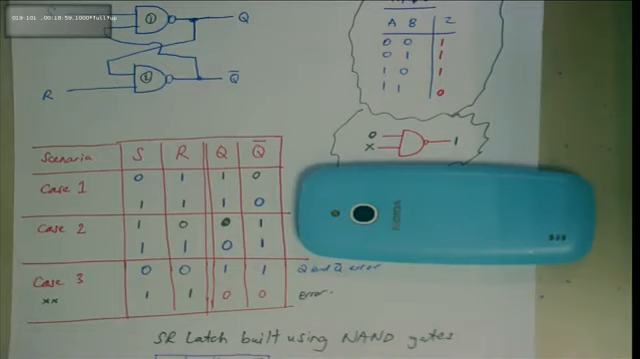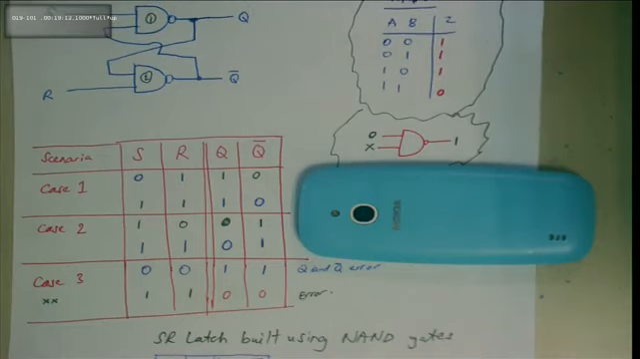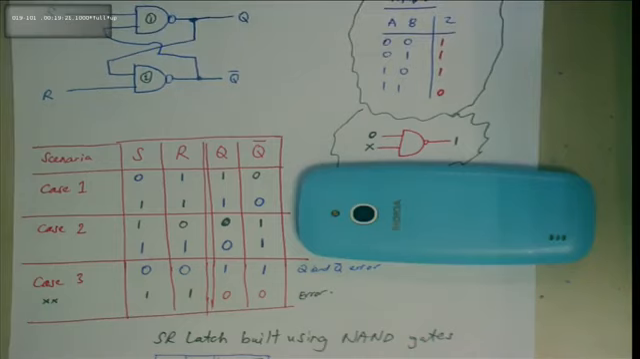We see that, hey, firstly, we're getting both answers 0, 0, so it does not respect that Q should be opposite of Q bar, right? Secondly, 1, 1, did it remember? No, it did not remember. That's another problem. So memory failure in case 3. 2 problems, not just 1, 2 problems.